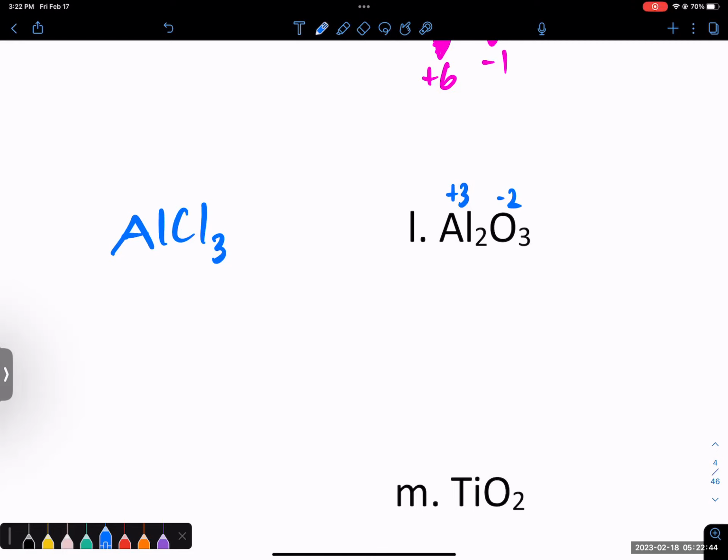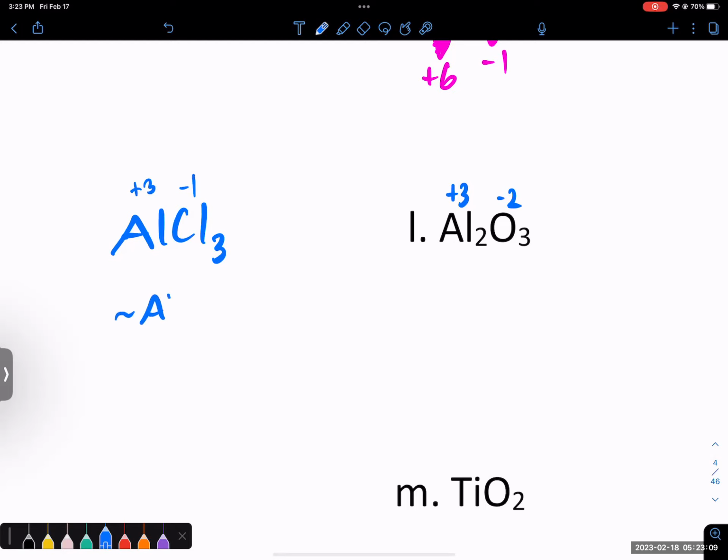Think in our heads. And then we'll have y'all say 3 what? You said +3 for Al. All right, indeed. What about chlorine? -1. And what do you call this compound? What do you name it as?